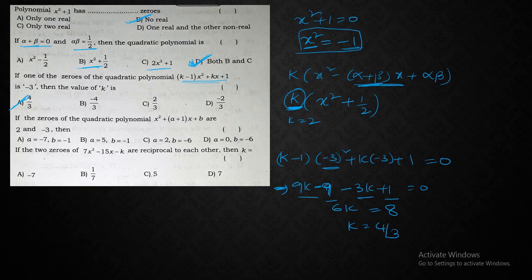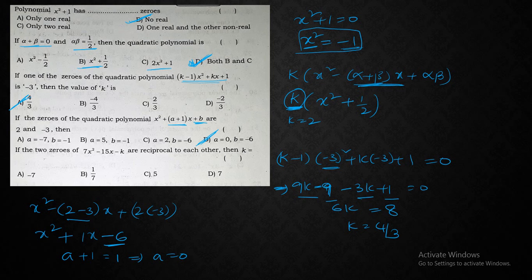Next, the zeros of the polynomial are 2 comma minus 3. Since we know the zeros, we can say x square minus the sum of zeros, 2 minus 3, into x plus 2 into minus 3. From this, 2 minus 3 is minus 1, so minus 1 into 1, giving 1x minus 6. On comparing, a plus 1 is equal to 1, so clearly a is equal to 0. Next, on comparing the constant, b is equal to minus 6. So option D is my answer.